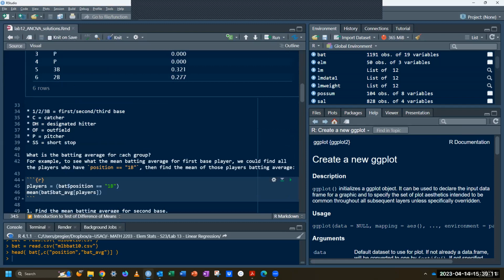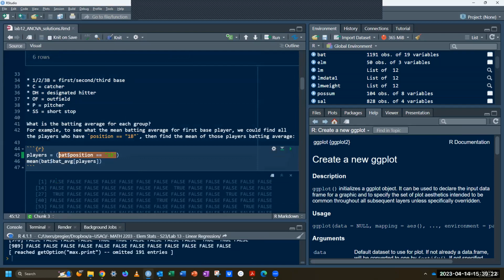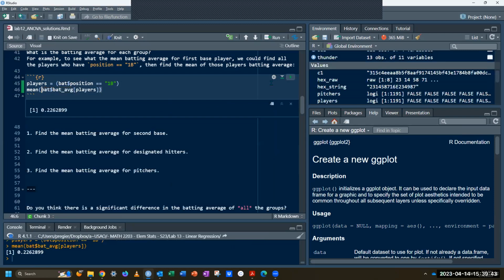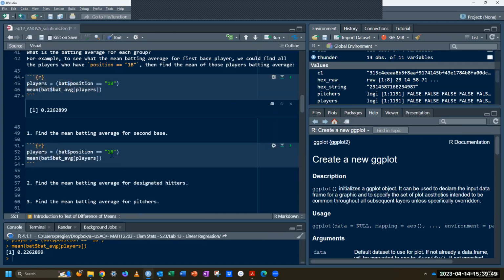We can find the batting average of each group by taking batting average equals double equals position. If I run that code, it tells me for each given player, player 1, 2, 3, that player 1 is not a first base, 2 is not, but eventually there are a few first basemen. This person's a first baseman, this person's a first baseman. So those are all the players whose mean I want to consider. If I take the mean of those averages, I can find that batting average.